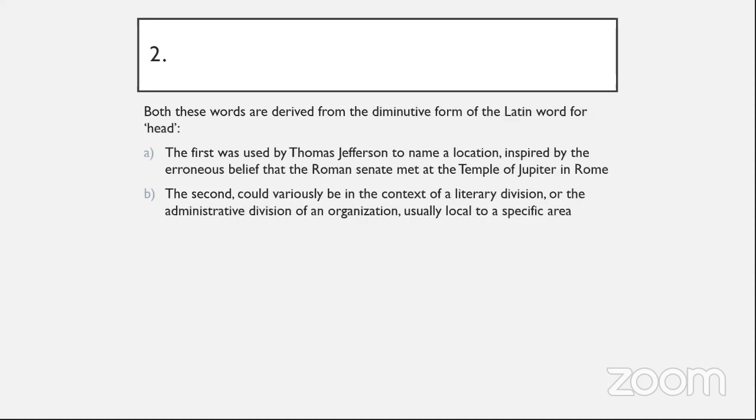Second pair, both come from the diminutive form of the Latin word for head. The first word was used by Jefferson to name a location because he had heard the story that the Roman Senate used to meet at the Temple of Jupiter in Rome. And the second word could variously be used in the context of a literary division or the administrative division of an organization, which is usually specific to a small local area.